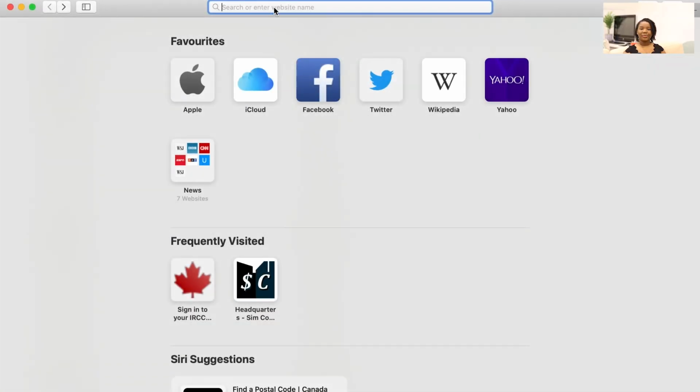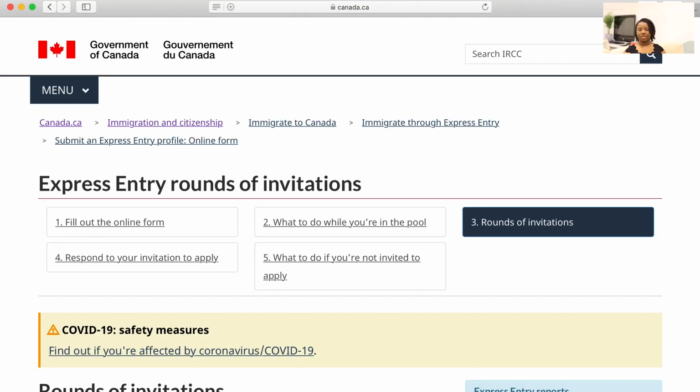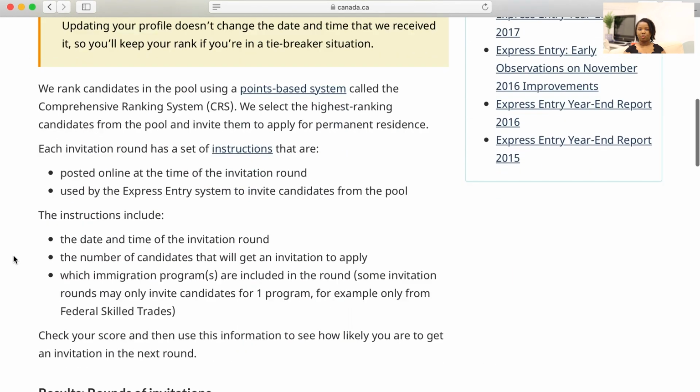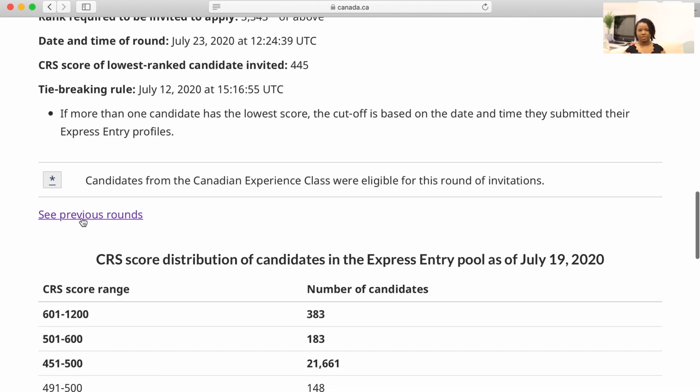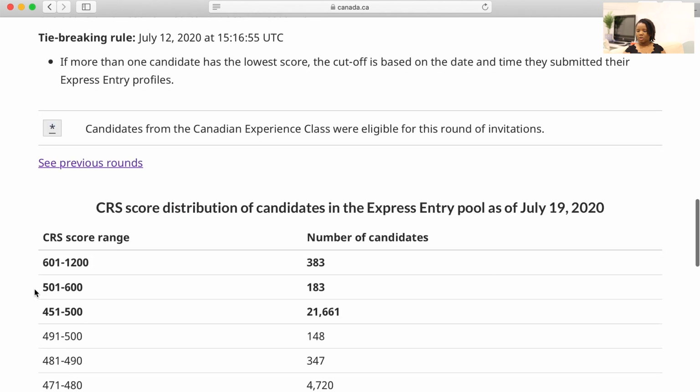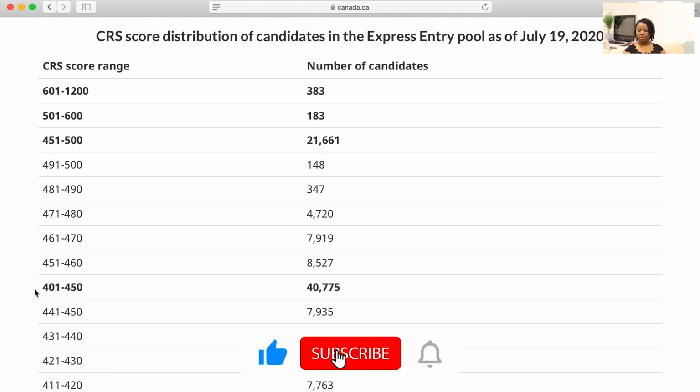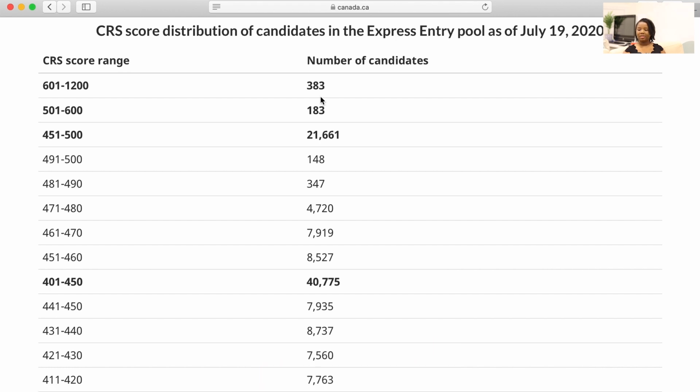Okay, so the next link that I'm putting on now is still the page for the Express Entry round of invitations, but it has more information about the people in the pool and less information about the previous rounds. This is the link for the previous rounds right here. Okay, so now let's look at the distribution of candidates, of people in the pool as of July 19, 2020. So we can see that there are 383 candidates in the pool right now, as of July 19th, I should say, who have scores between 601 to 1,200 points.